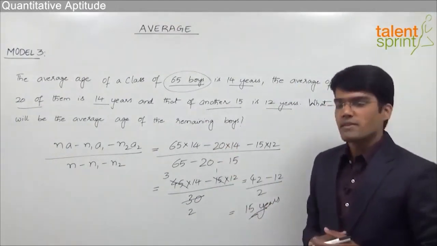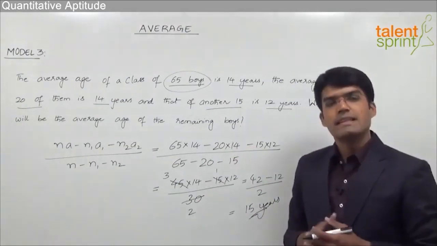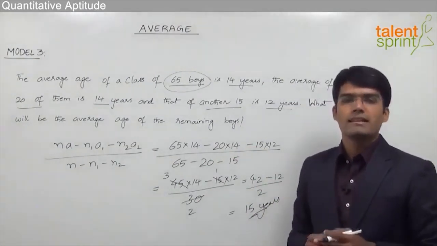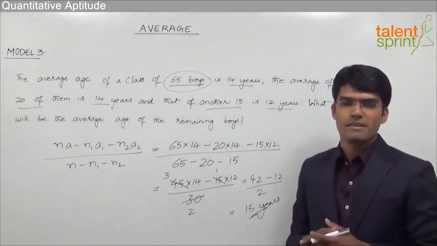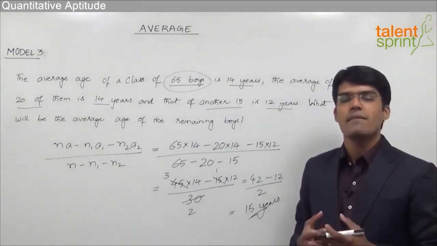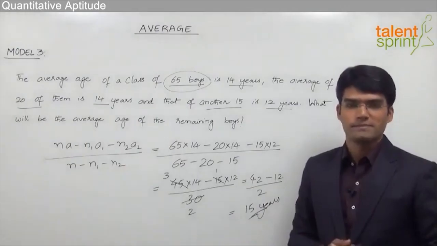So this is how we can solve such type of questions where the average of the whole group and the average of smaller groups out of it is given to us. And we are supposed to find out the average of the remaining group of people.